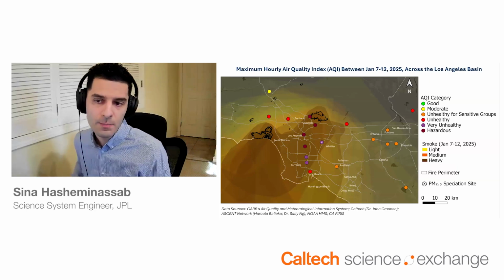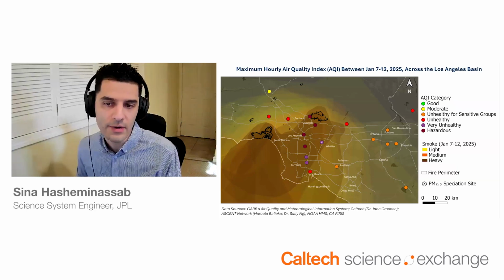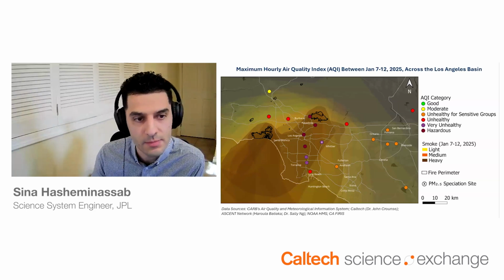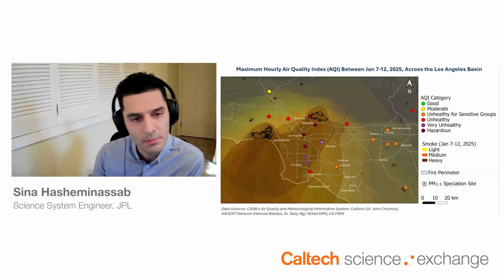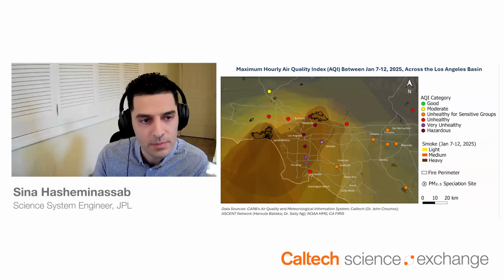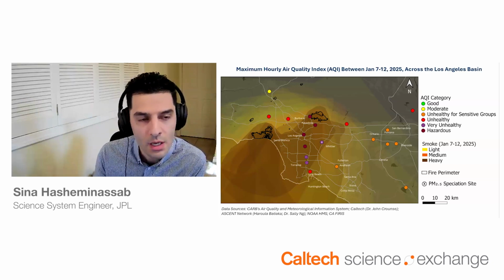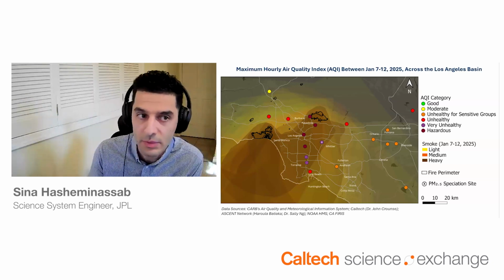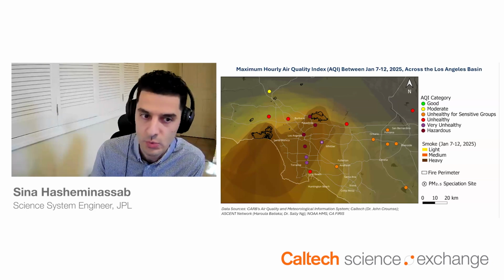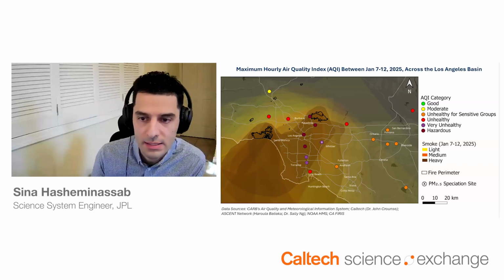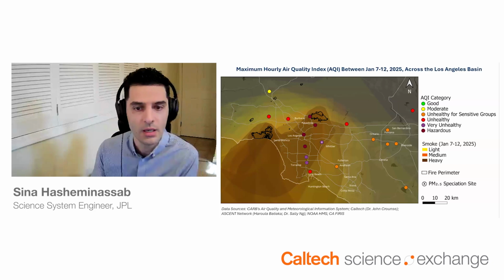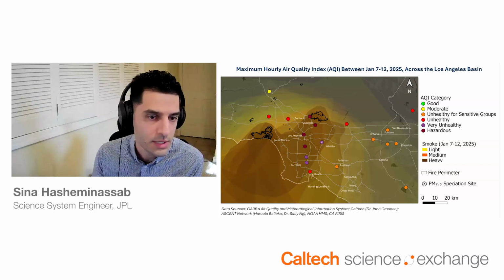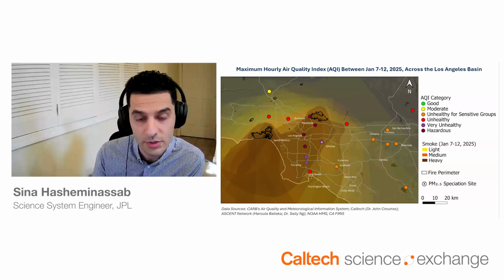We can also see how PM 2.5 pollution levels varied by location, especially relative to the path of wildfire smoke. On this map, the markers indicate the location of PM 2.5 monitoring sites, color-coded by the maximum hourly air quality index that they recorded between January 7th and 12th. On top of that is the map of smoke plumes, again during the same time period, where darker brown colors indicate thicker and heavier smoke.